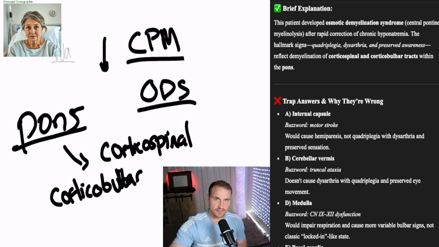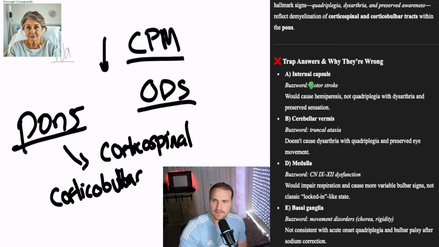So this is a question in neurology about demyelinating disorder. Let's talk about what it's not. Internal capsule, that'd be motor stroke. That would cause hemiparesis, not quadriplegia with dysarthria. Pure motor for internal capsule. Internal, I just want you to link that to motor. Cerebellar vermis, that would cause some truncal ataxia.